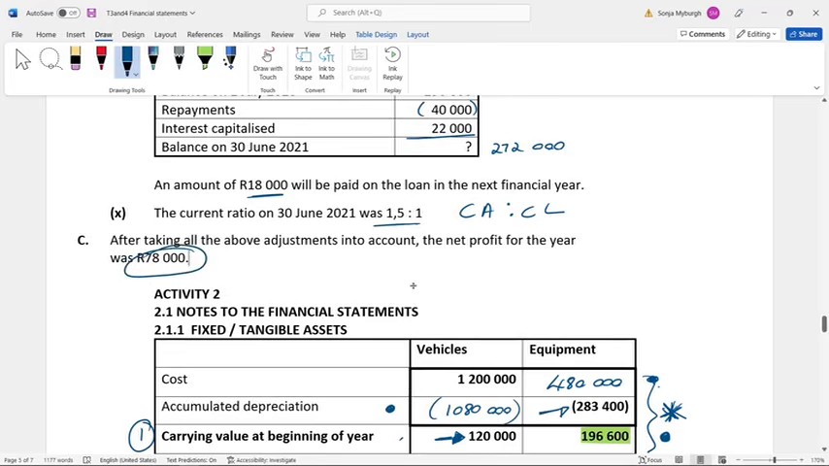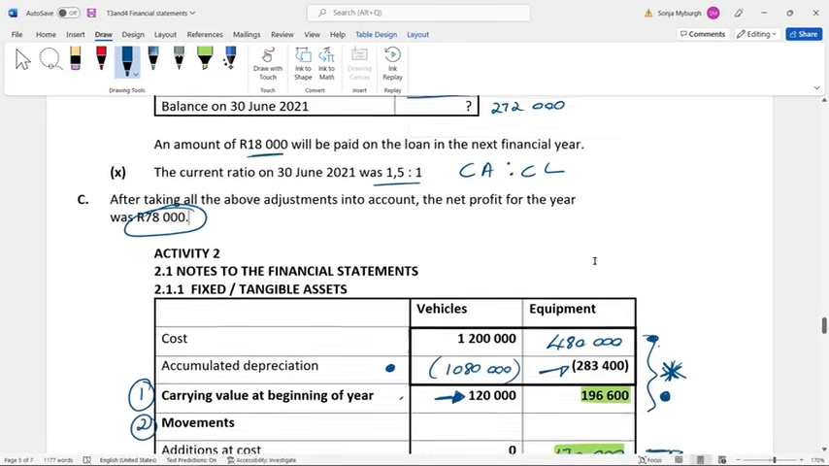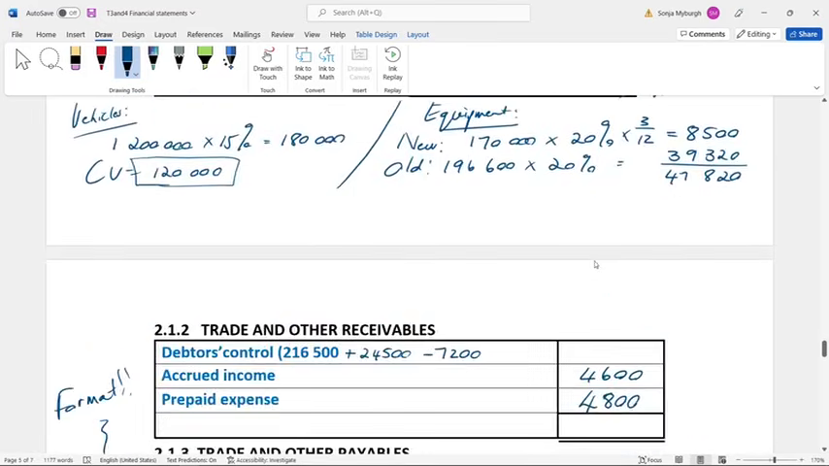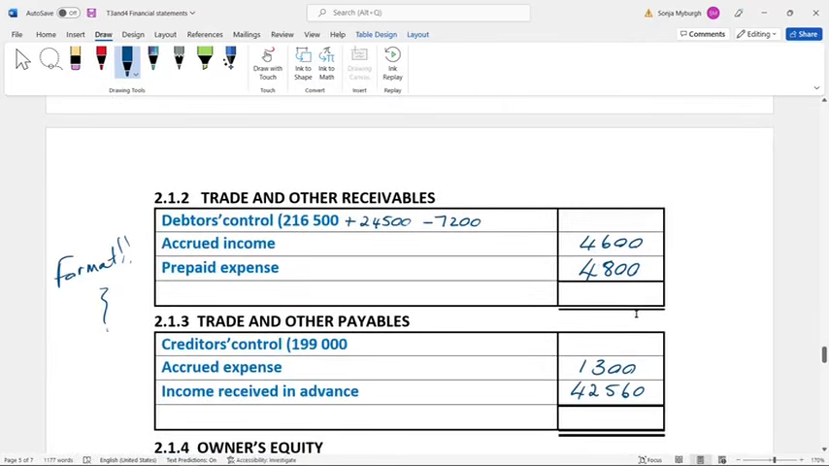Okay, now we're done with step 2. We've gone through all the adjustments in the sequence given. Now we must start completing our notes. Always work from the notes back to the balance sheet.